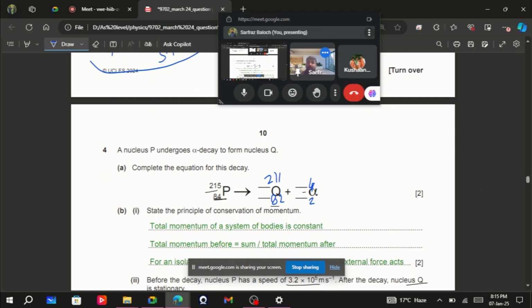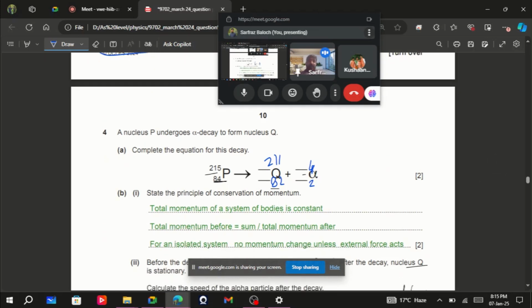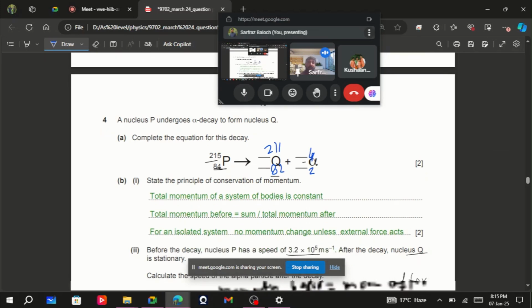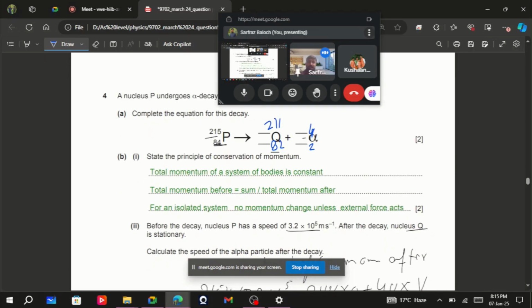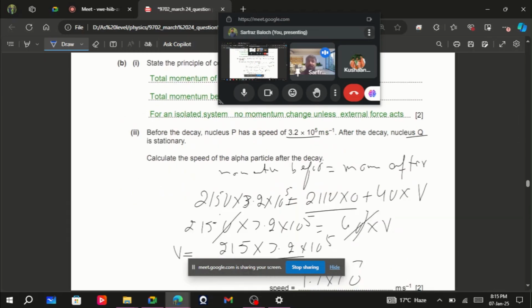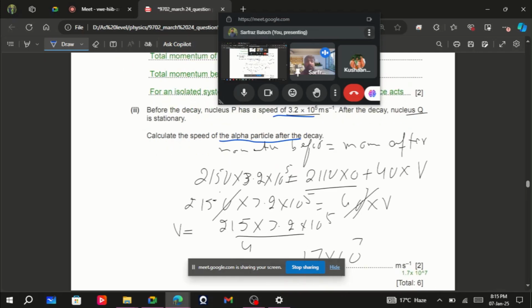Next question is about decay, alpha decay, beta decay. Here an alpha decay happens, and he is asking about the nucleon number and proton number or charge number. So these questions are also simple ones. Next part, the speed before decay is given. Calculate the speed of the alpha particle after the decay. So here you will use the momentum before decay and momentum after decay.